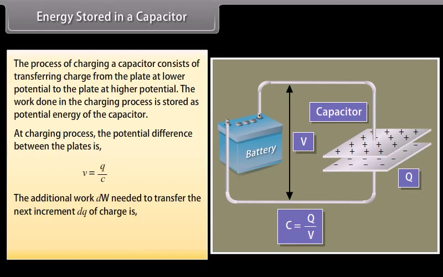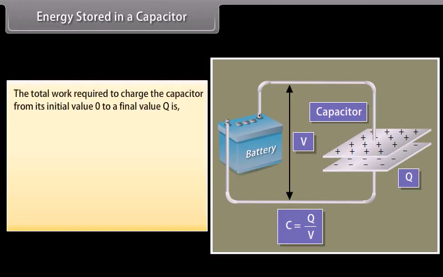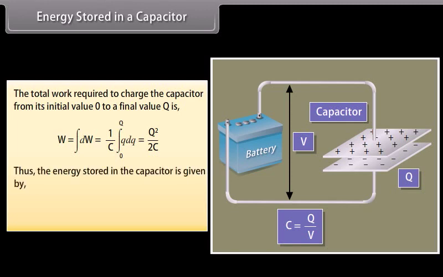The additional work dW needed to transfer the next increment dQ of charge is given by dW is equal to V dQ, which is equal to Q by C into dQ. The total work required to charge the capacitor from its initial value 0 to a final value Q is given by integration of dW. Putting the value of dW in the equation, we get W is equal to 1 upon C integration from 0 to Q of Q dQ, which equals Q square upon 2C. Thus, the energy stored in the capacitor is given by U is equal to 1 by 2 CV square.